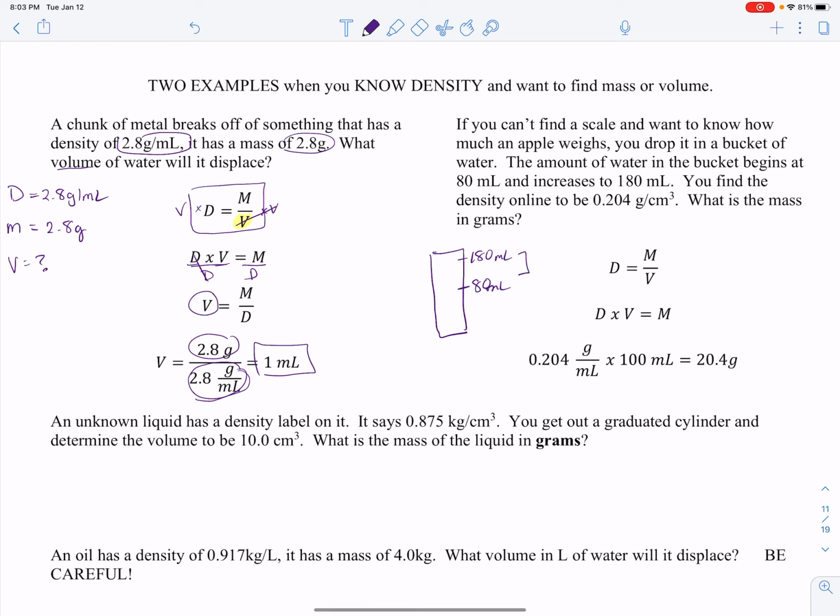So notice, we know the volume. We just have to subtract to get it. It's really easy. It's 100 milliliters. That's the volume. And then you find the density online is 0.204 grams per centimeters cubed. And we'll mention this in a minute, but 1 milliliter is always equal to 1 centimeter cubed.